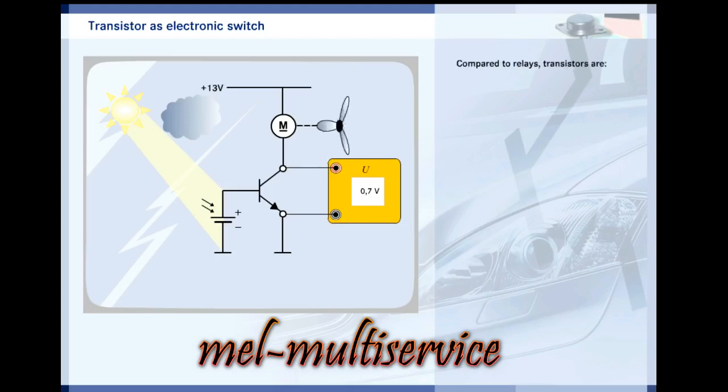The transistor acts as a switch here, similar to a relay. However, the transistor switches faster, silently, without wear, and with much lower control current. Click the link for a detailed description of the transistor switching states.